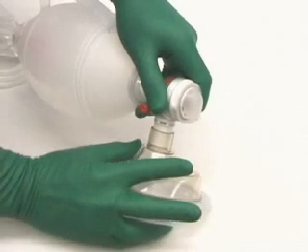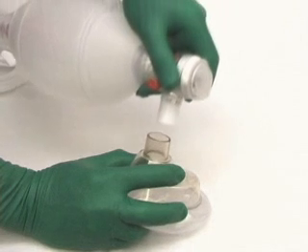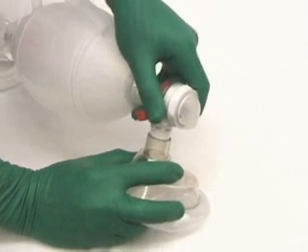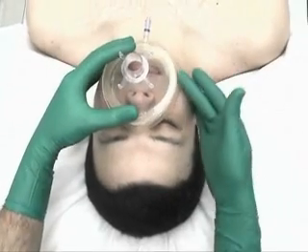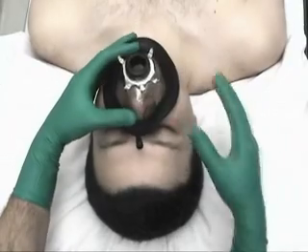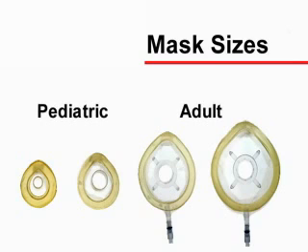The connector of the mask is a standardized 22 mm diameter orifice and connects the mask to a bag valve device. To maintain a good seal, it is imperative for the mask size and shape to conform to the facial anatomy. This is particularly important in the pediatric population. Thus, several mask shapes and sizes should be readily available.